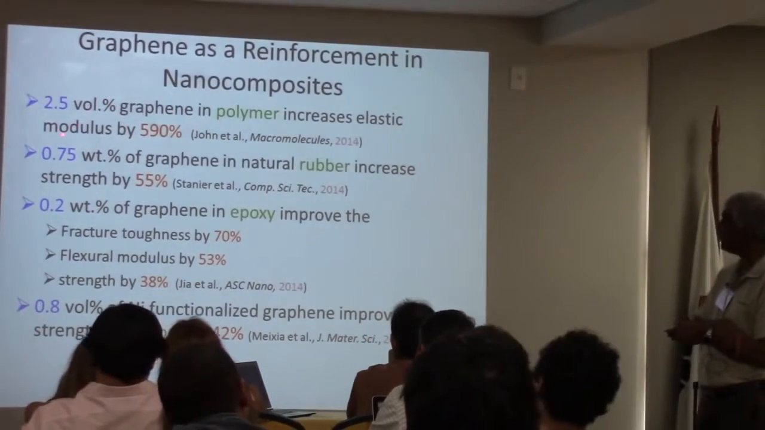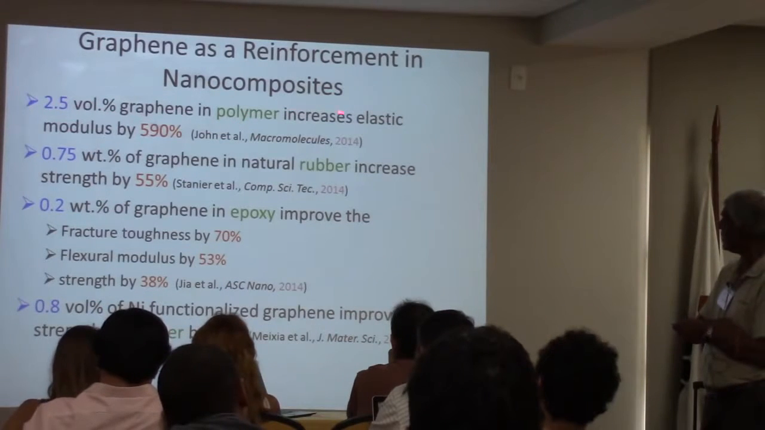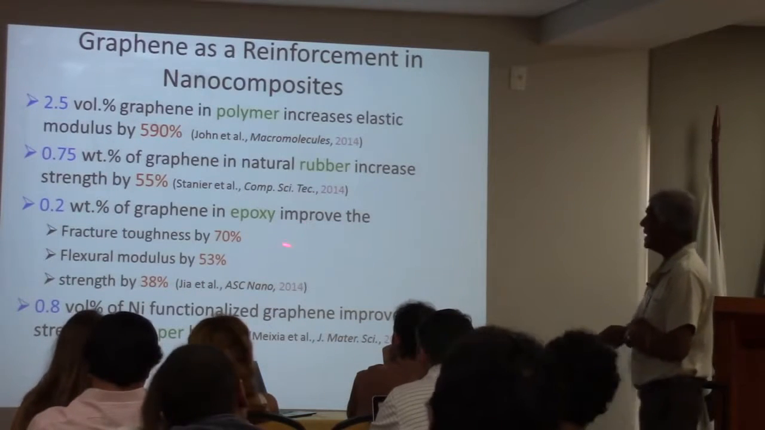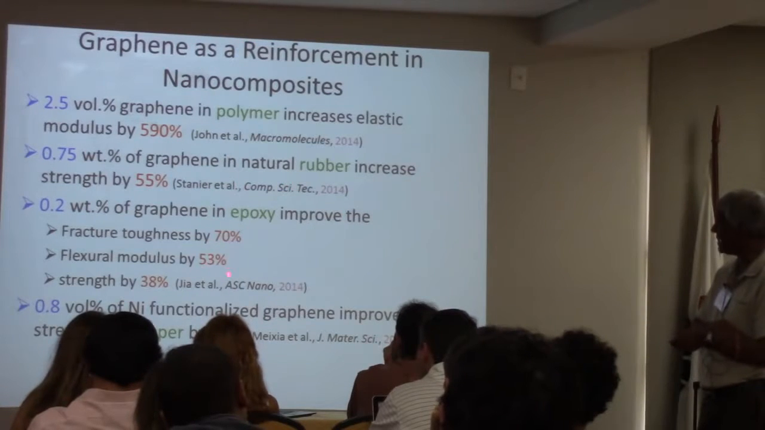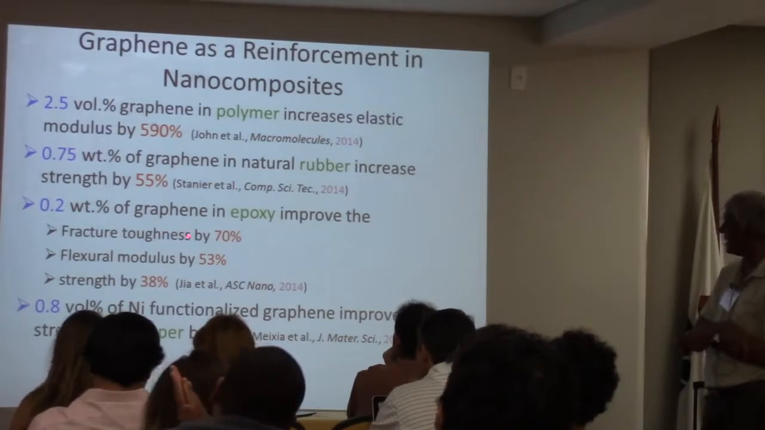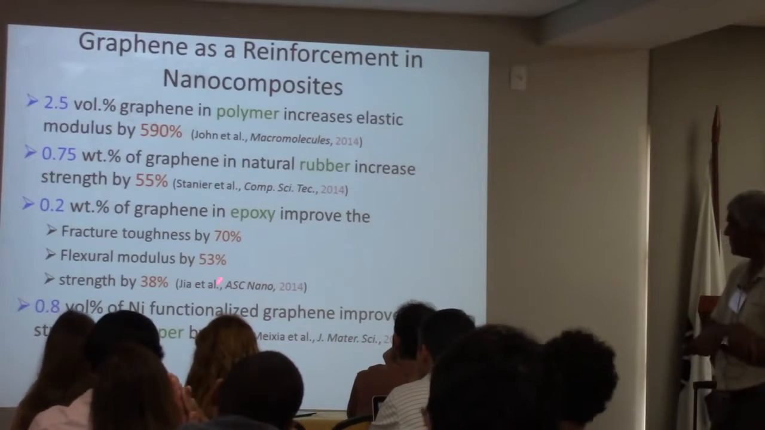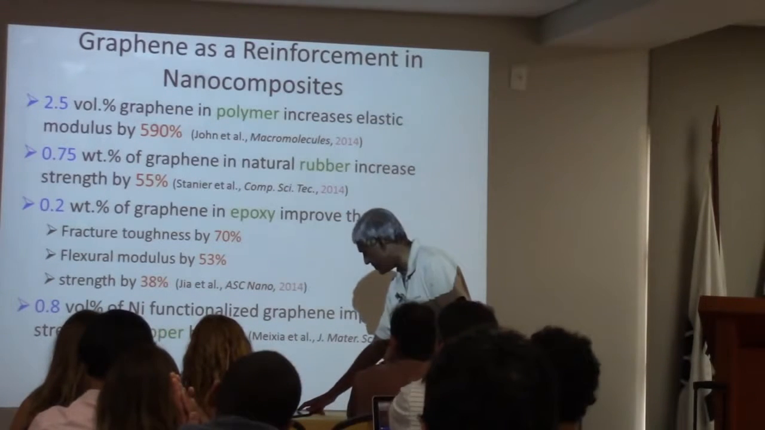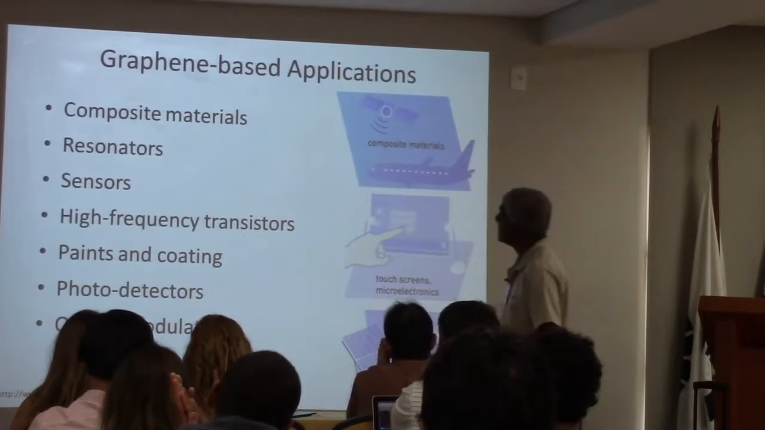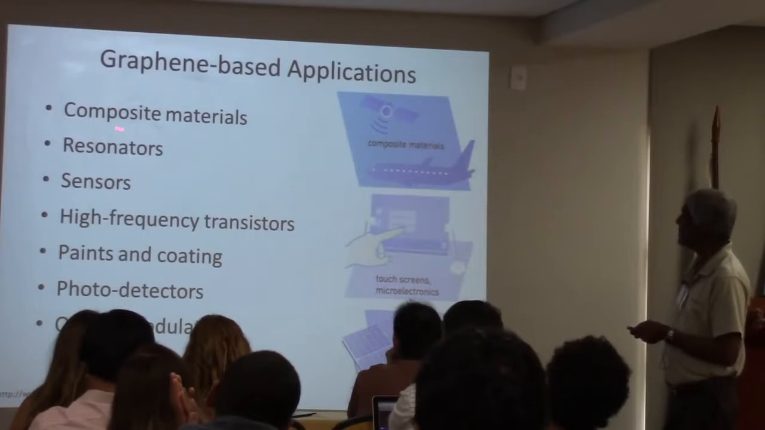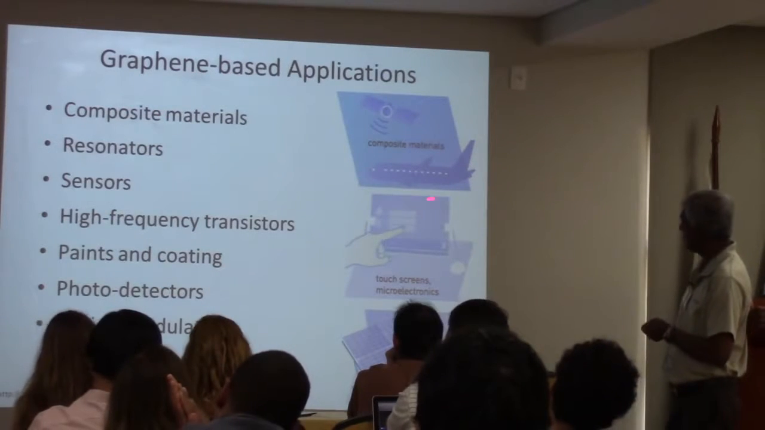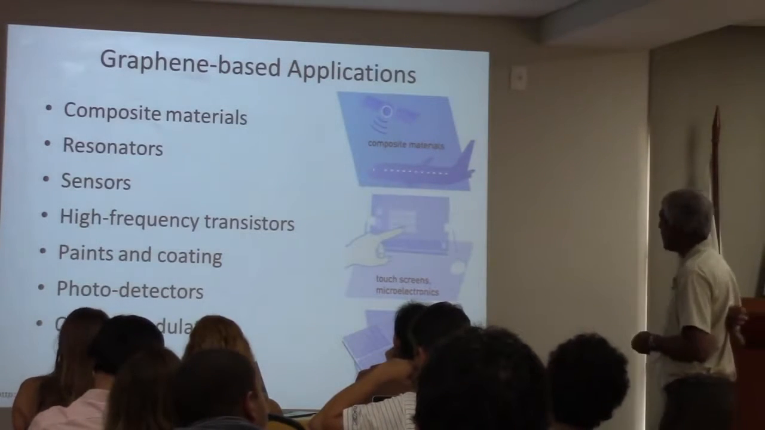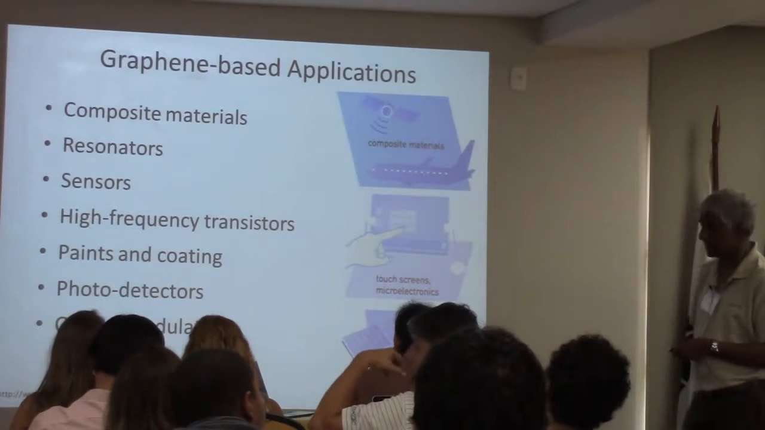For example, 2.5% volume of graphene in polymer increases the elastic modulus by almost 6 times. Similarly, in various other applications, things like fracture toughness, elastic modulus, and so on are being changed in a significant manner due to the addition of graphene into the system. In terms of applications, composite materials today, if you look at your Embraer planes, or the new Boeing planes, are all made of new generation composites.